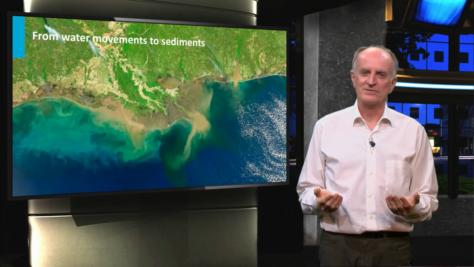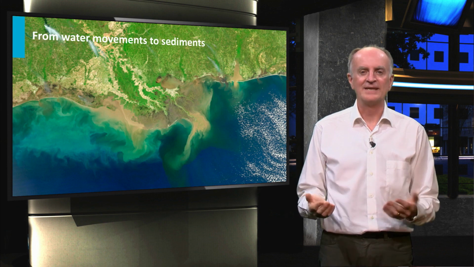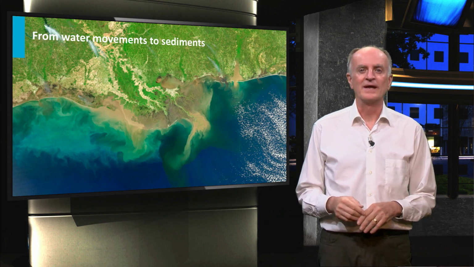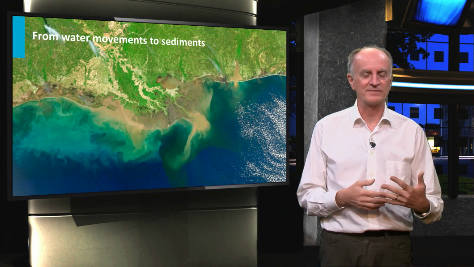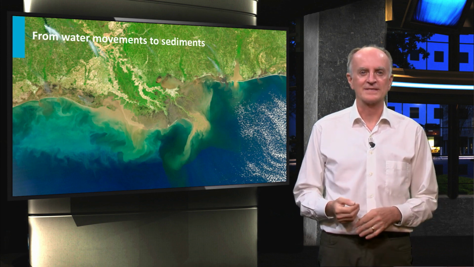We've seen the morphology at sea, the processes guiding the movement of water masses. We are now ready to see what happens with the sediments which have been transported by the rivers and delivered by deltas and estuaries.